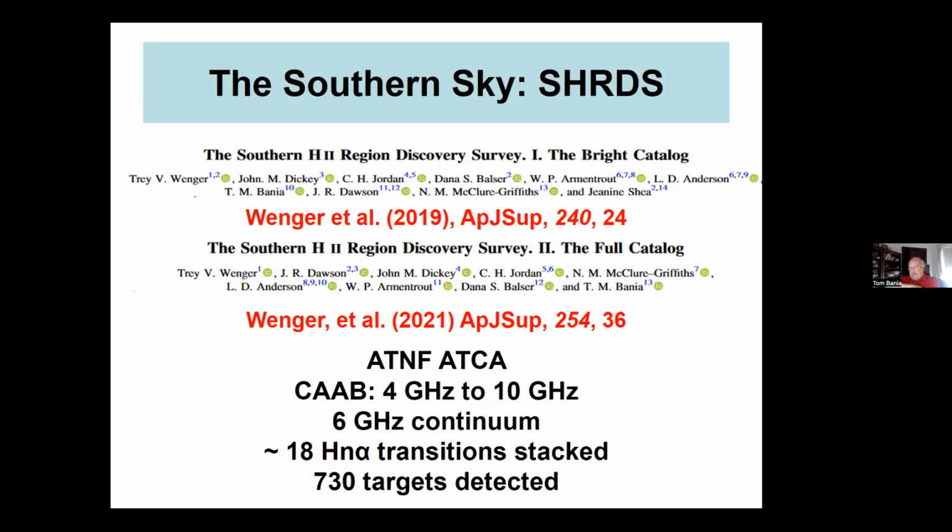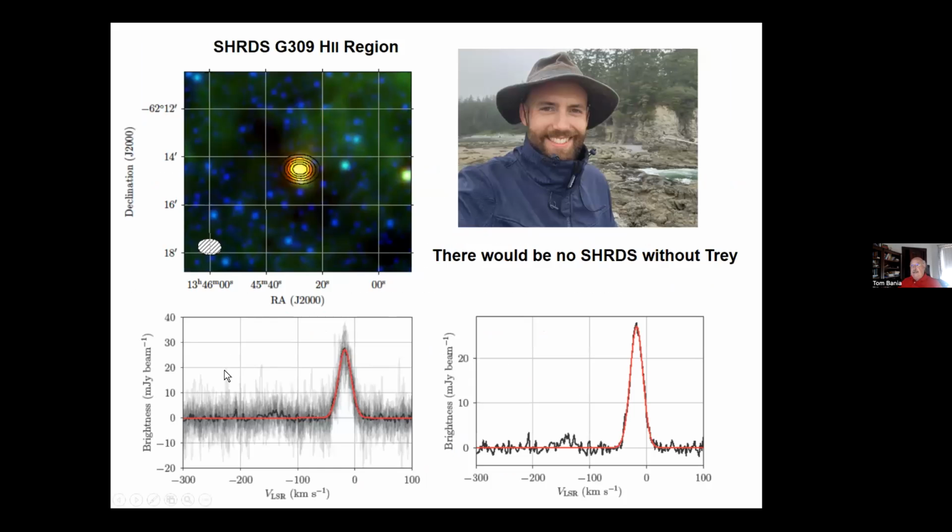We were able to use 18 of the alpha recombination line transitions so we could stack them together. And at the end of the day, we detected 730 new H2 regions. This formed only part of Trey Wenger's thesis dissertation at the University of Virginia. And it would never have happened, the SHRDS, without Trey.